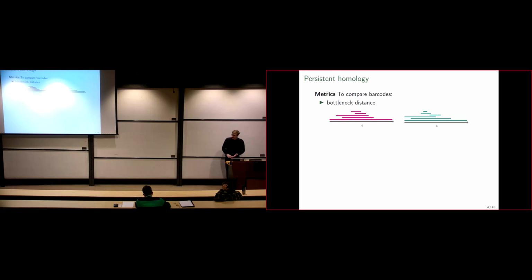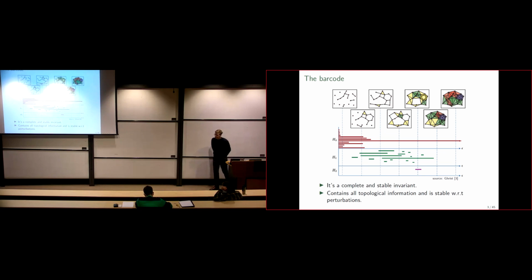But to be able to, yeah? What sort of perturbations are you referring to? Can you add or subtract nodes, or are they merely perturbations in the end set? It's perturbations in the data points, so in the point cloud. So if you perturb your points in the point cloud a bit, then the simplicial complex might change. But this invariant is stable with respect to such changes. Okay, thank you.